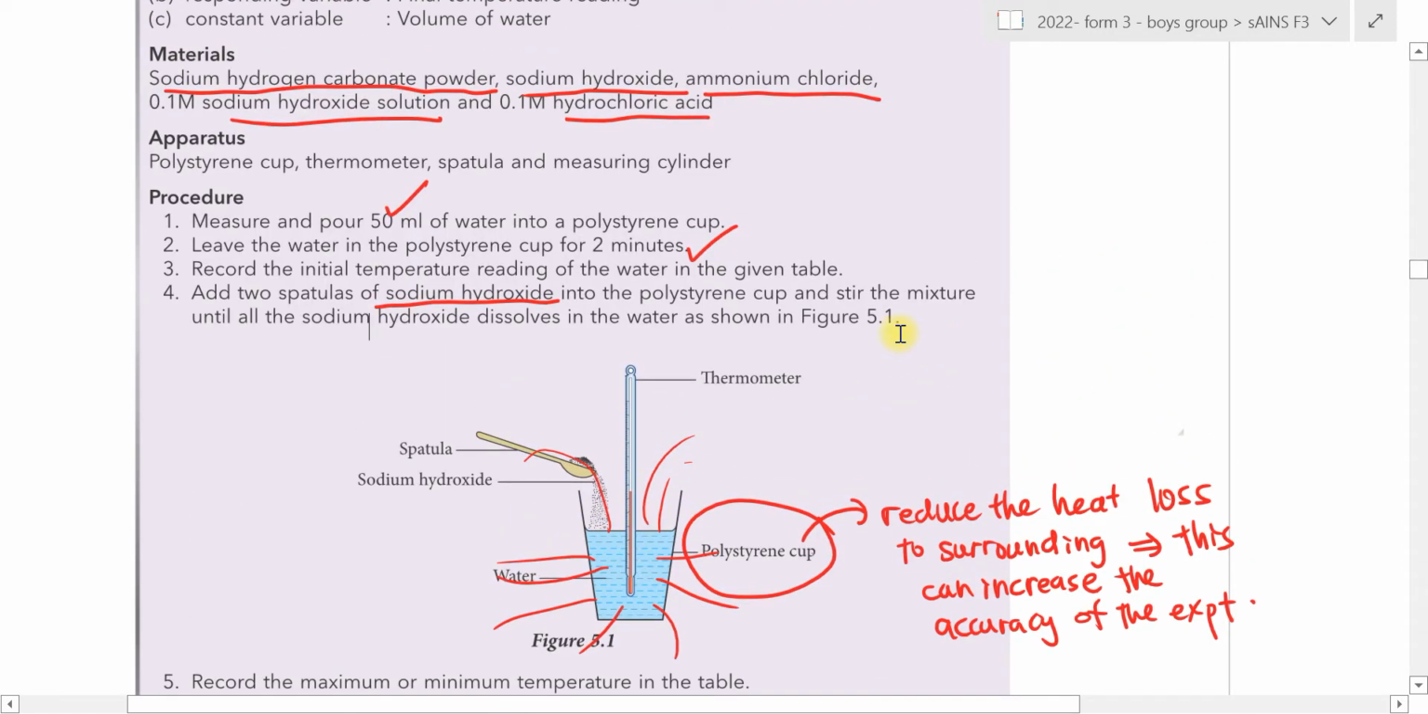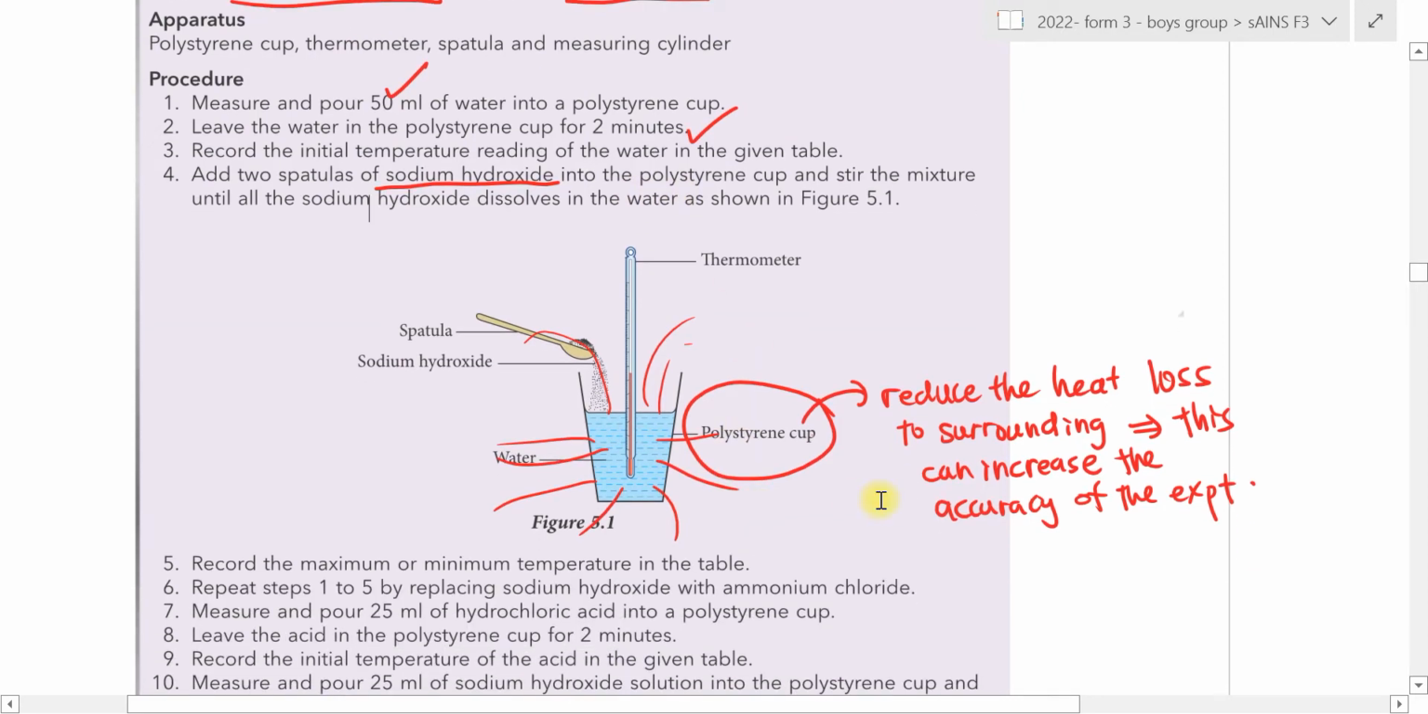Stir the mixture until all the sodium hydroxide dissolves in the water. Now, after you stir everything, you record back the temperature. Okay, now remove all the water and repeat the experiment. Use other chemical substances.